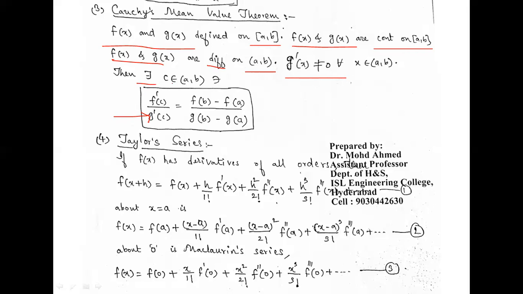Then c belongs to the open interval a comma b such that f dash of c by g dash of c is equal to f of b minus f of a by g of b minus g of a. There are problems also on these three theorems. Inshallah, we'll do it in future.